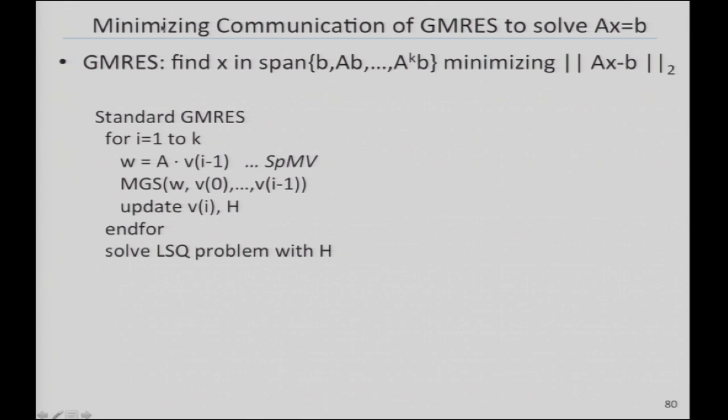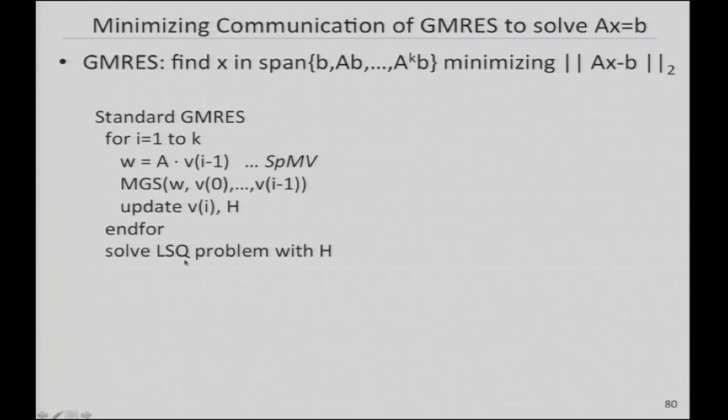So what does the GMRes algorithm do? I want to find the x in this space, in this Krylov subspace, that minimizes the residual. That's the mathematical definition of GMRes. And here's the classical implementation. I'm going to take k steps. I do a sparse matrix vector multiply. I get my next vector in my Krylov subspace. Then I run modified Gram-Schmidt. I do a bunch of dot products and Saxpys to make W orthogonal to all the previous vectors. And then I update a little tiny k by k matrix H. And at the end of this problem, I solve a little k by k least squares problem.